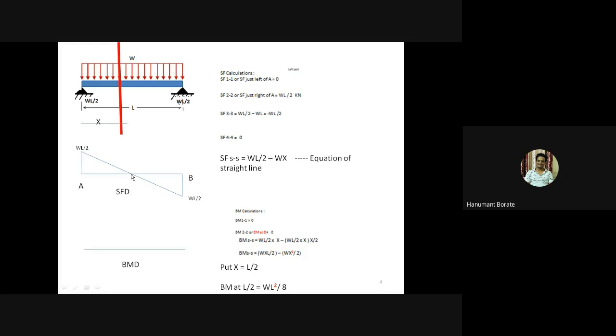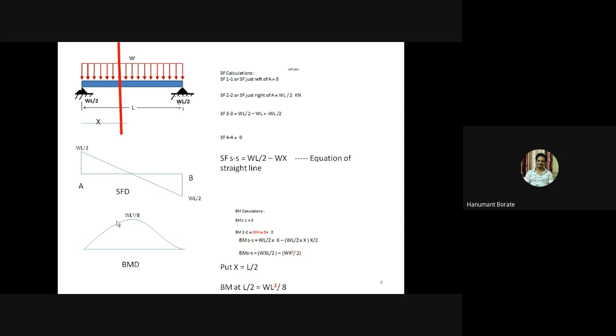So at this point we can see this is WL by 2 distance, this is WL by 2 distance, and these two triangles are similar triangles. So we can say this distance is half of the total length. So this distance will be L by 2. So we need to calculate bending moment at a distance of L by 2, means at the center of the beam length. So put x equal to L by 2 in this bending moment equation, and we'll get the positive value, that is WL square by 8. Now plot the value WL square by 8.